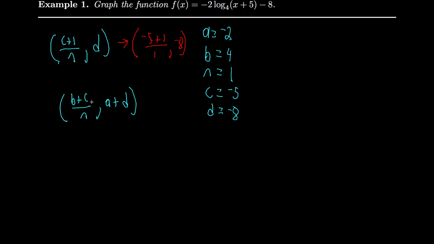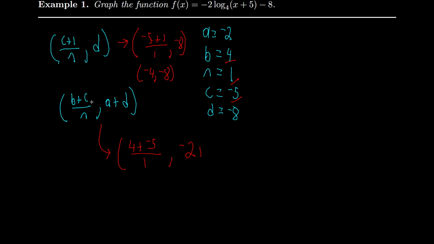Negative 5 plus 1 is negative 4, so this point is negative 4, negative 8. Okay, let's try and remember that. Now, this guy is going to turn into this: b plus c over n. So 4 plus negative 5 over 1, comma, a plus d.